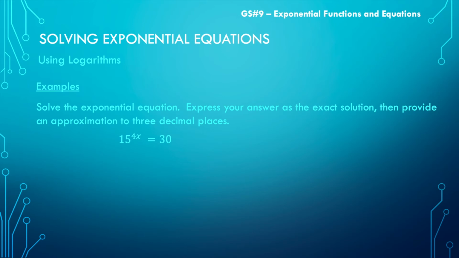All right, another example. 15 raised to the 4x is equal to 30. So notice that our examples are starting to get a little more fun, right? A little more interesting because we have something in that exponent besides just x. So we're going to use that same technique, and we're going to think about taking a log with the same base as the exponent on both sides. So the base of this exponent is 15, so let's take log base 15 of both sides of the equation.